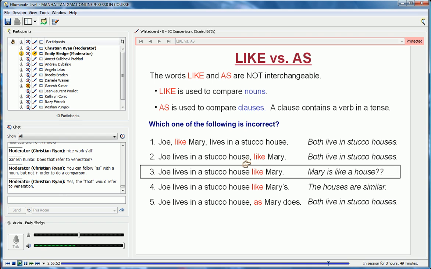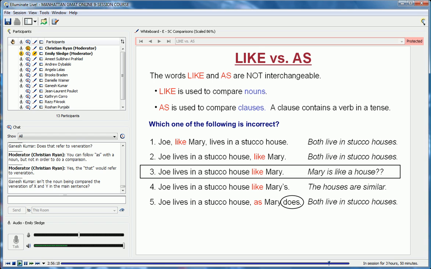By putting a comma there, it's sort of the signal that we don't intend to say the house is like Mary. The GMAT, though, I think would probably put it like this. Like Mary, Joe lives in a stucco house, putting the like at the beginning. This works because Mary's possessive. It's that possessed noun, house, that is compared to Joe's house. And here we see as used correctly. One thing I check when you see an as is whether you've got a verb there, and this one does.